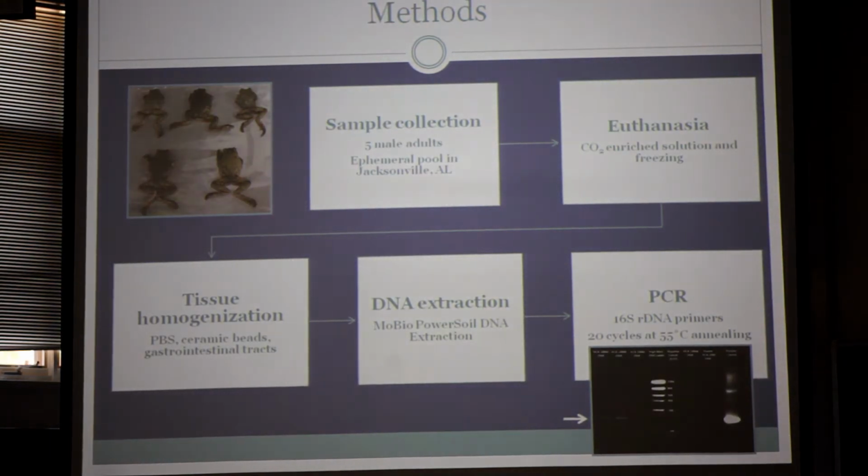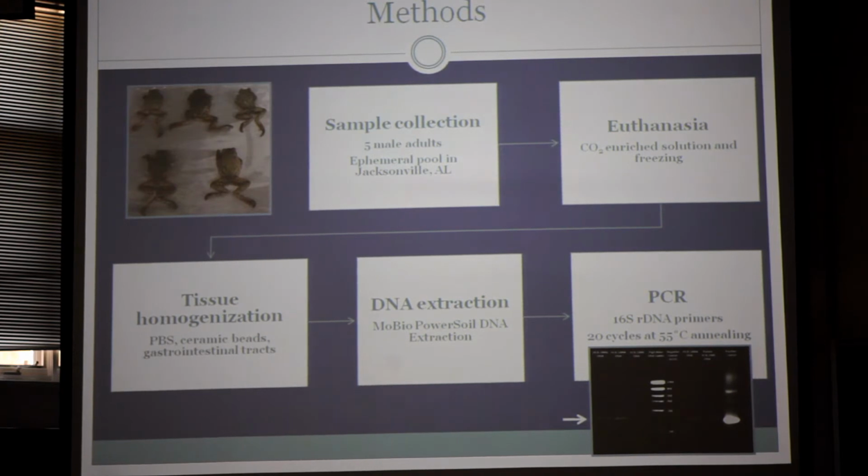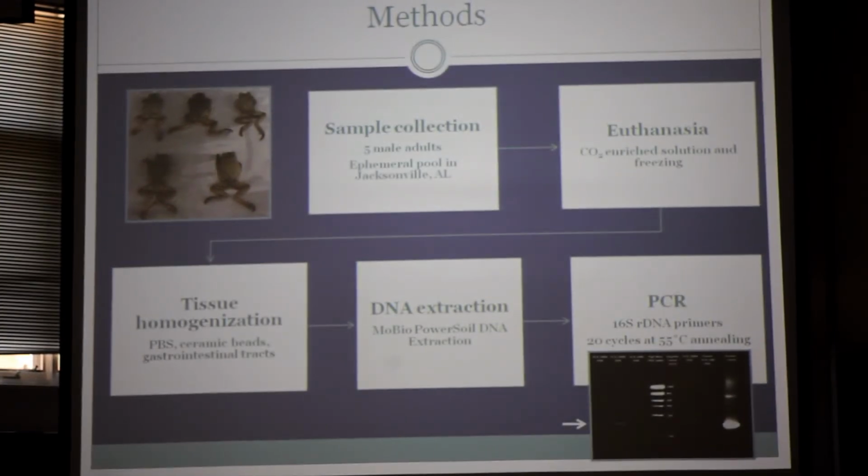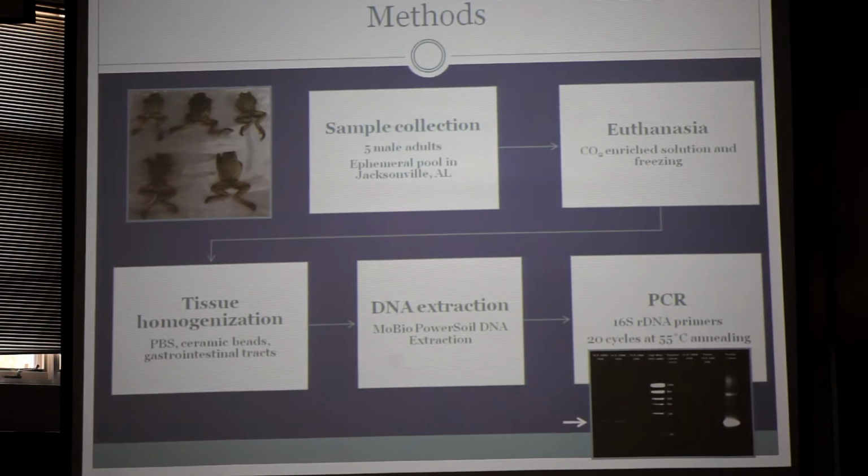So the methods that I've used, I had a select sample of 5 hylochrysosceles, and they happened to be all adult males. I did not choose to have all adult males. They were just easier to find out in the wooded areas. And they were collected from a single collection site on a single line. So these 5 frogs were brought into the lab, and I euthanized them in a carbon dioxide enriched solution.